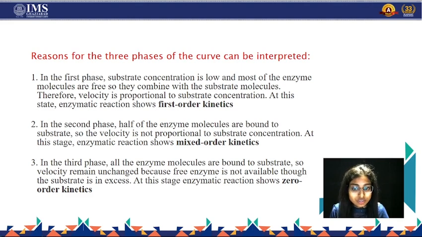remains unchanged, because free enzyme is not available and the substrate is in excess. At this stage the enzymatic reaction shows zero order kinetics. And these are the three kinetics: first order kinetics, mixed order kinetics and zero order kinetics. Zero order kinetics shows that the velocity remains unchanged. Even if we add more substrate, the velocity remains unchanged.